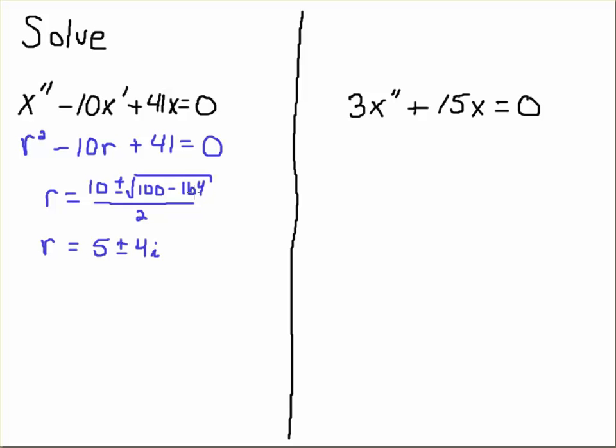100 minus 164 is minus 64. The square root of minus 64 is 8 times the square root of minus 1. The square root of minus 1 is i. 8 divided by 2 is 4. 10 divided by 2 is 5. So I get 5 plus or minus 4i. So I get the conjugate pair here, 5 plus or minus 4i, sorry.